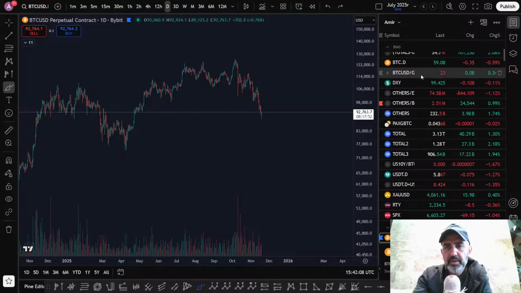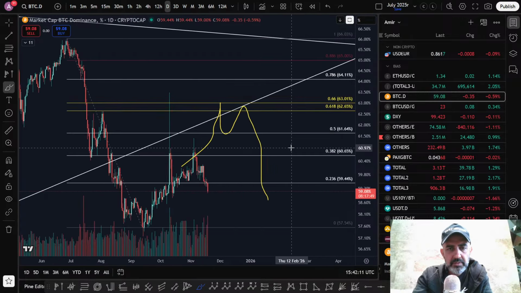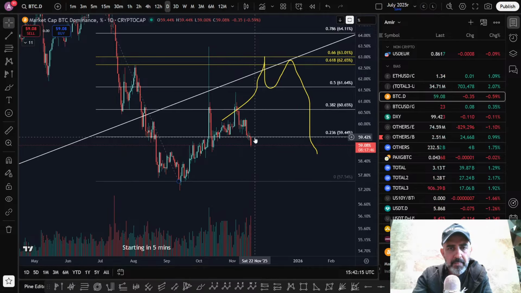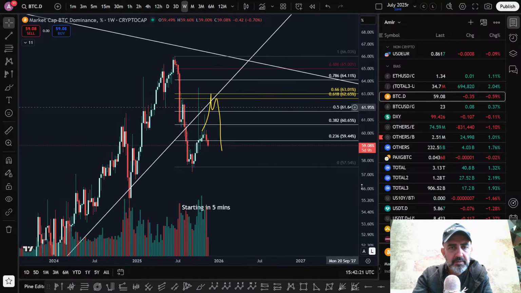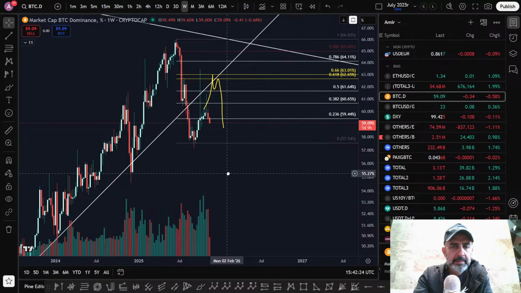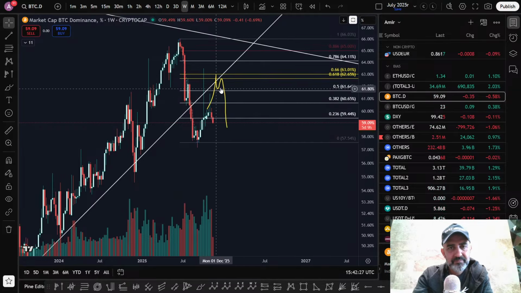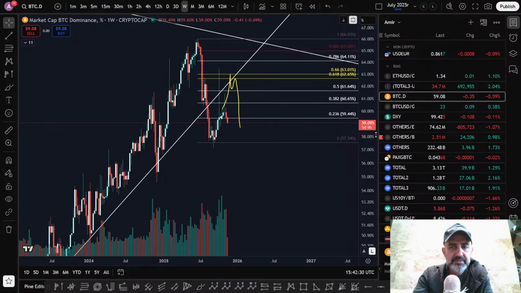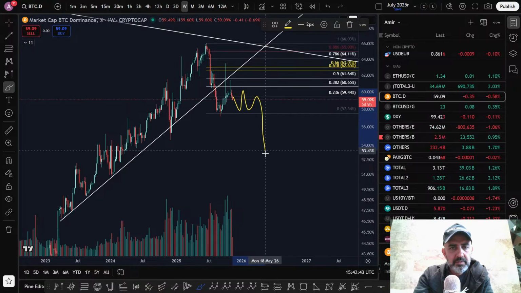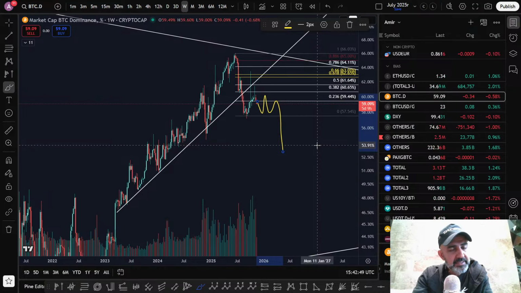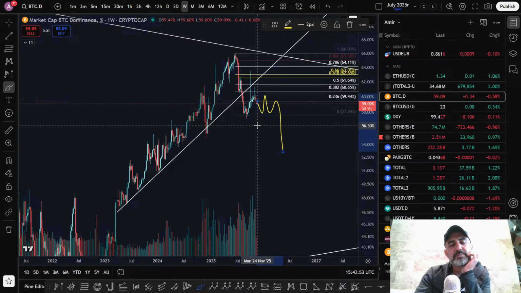And when I was looking at the dominance chart, we've lost it, huh? We've lost this trend. The BTC dominance trend is lost. Maybe we consolidate here for another drop in the future, like that. That's a likely scenario, just because of the way this is playing out.